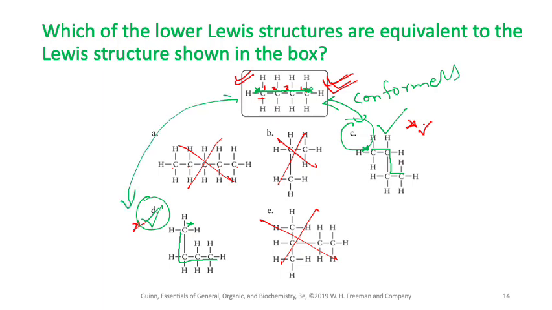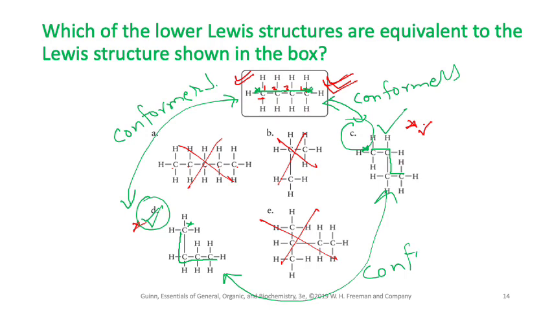A and D, the structure A and D are conformers, and then structures C and D, they are also conformers, right? That means they are conformations of each other. So they are the same molecule, but because of the rotation around the single bond, they have a different shape.